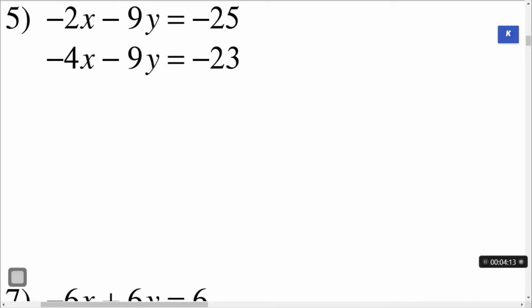All right, this one's a little bit different. Nothing's set up to eliminate right away, but you're going to have to do something to get them set up to eliminate. Try to do that now. All right, I'm taking it you already tried to solve it. Let's come back into it together.